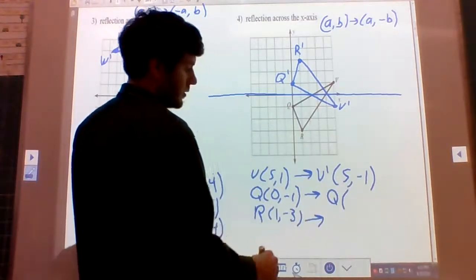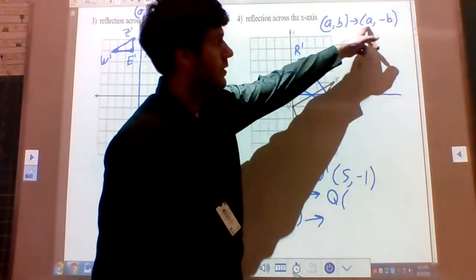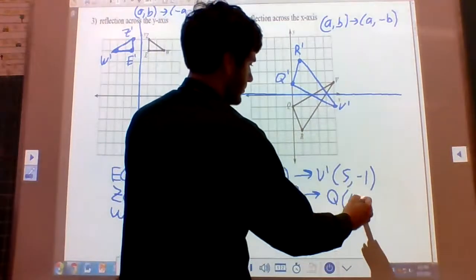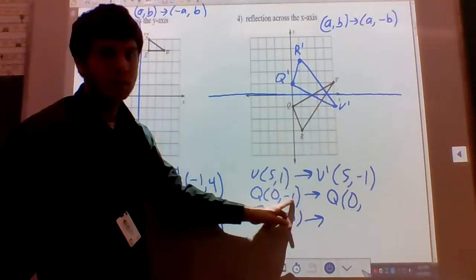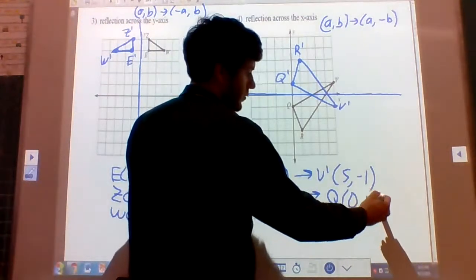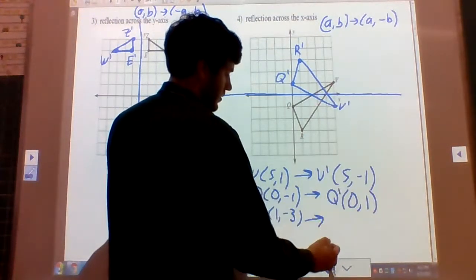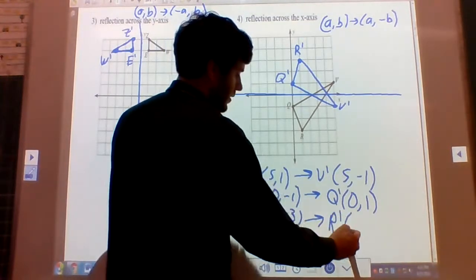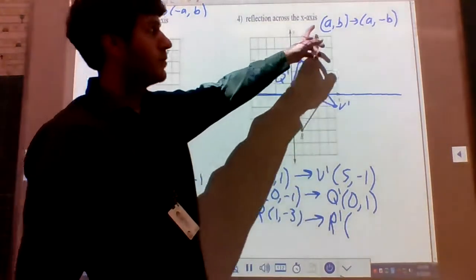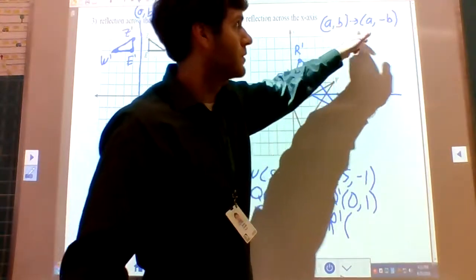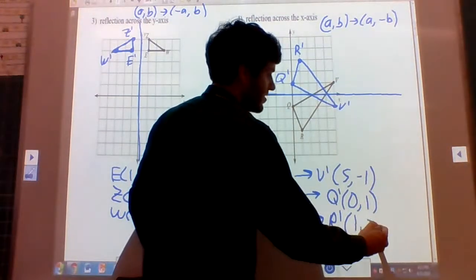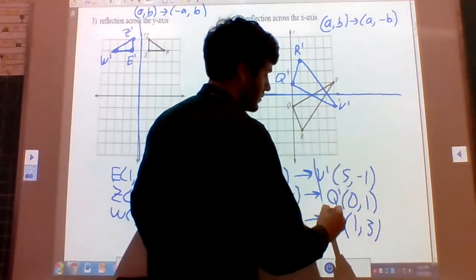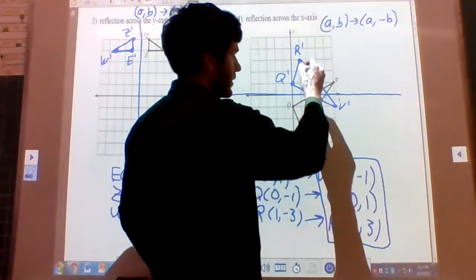Okay. 0 stays 0. A goes to A. Okay, B goes to negative B, so we got to flip the sign on the second coordinate. So that's going to be positive 1. Negative 1 goes to positive 1. Okay, and then for R prime, we have 1, negative 3. So again, 1 stays the same. Flip the sign on the negative 3. So that becomes 1, 3. And then when you plot these points, you're going to get this triangle.